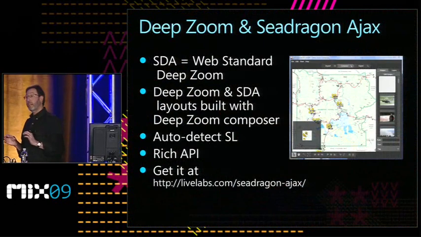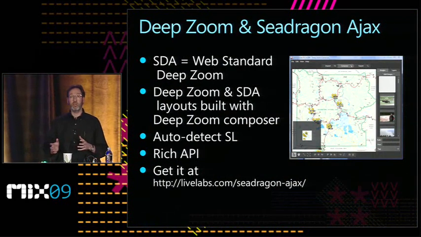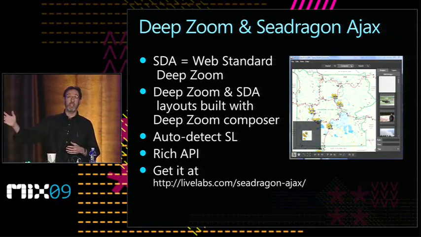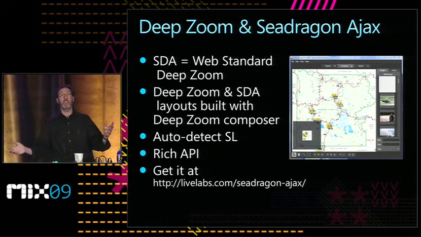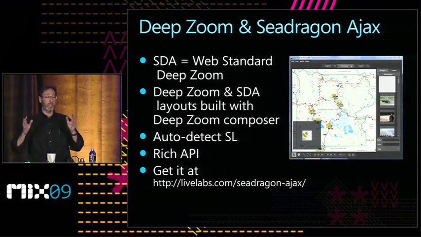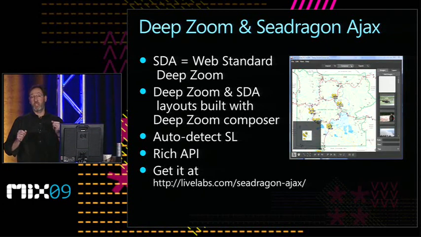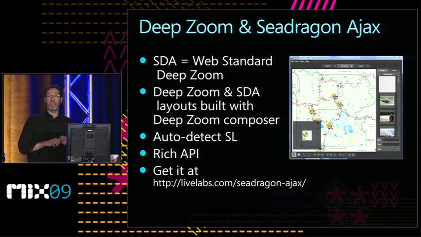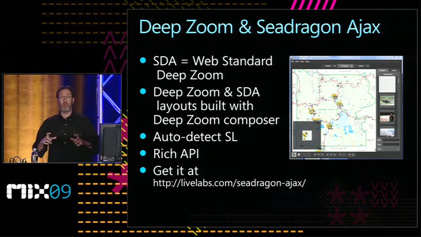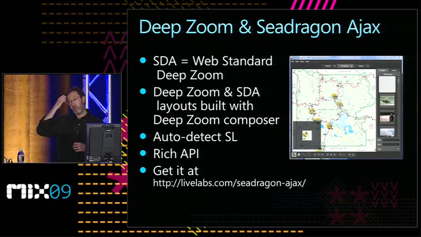Deep Zoom and Seadragon Ajax compositions are created with this program called the Deep Zoom Composer. It's a free download from expression.microsoft.com, and it allows you to simply import photos and place them at different zoom levels within a composition. It will automatically generate a sample web page in either Silverlight or Seadragon Ajax that you can use as a stub or a base for extending your web page. And you can find out about the Seadragon Ajax API from livelabs.com/Seadragon-Ajax.